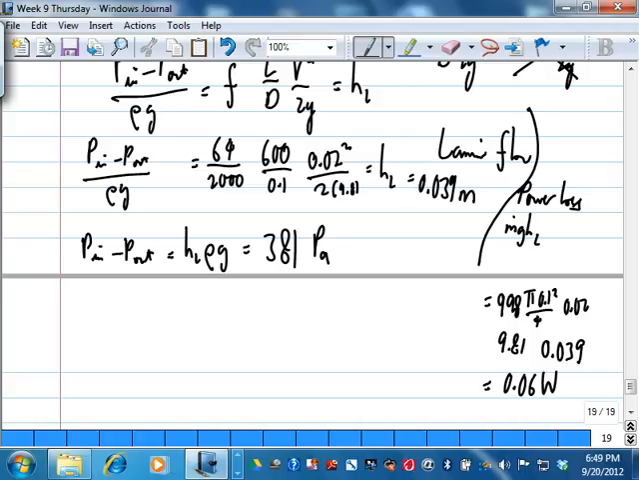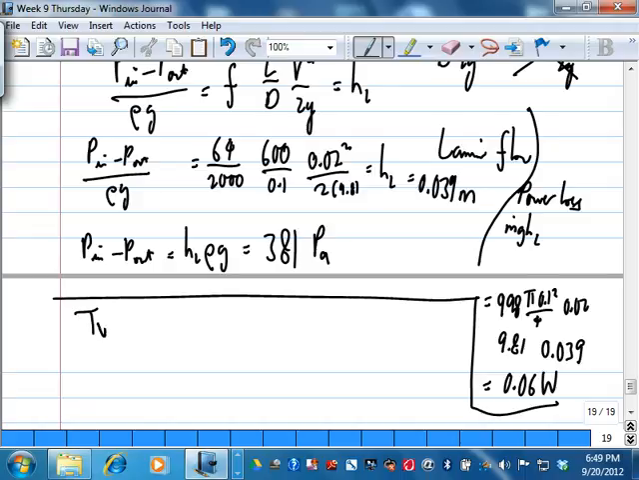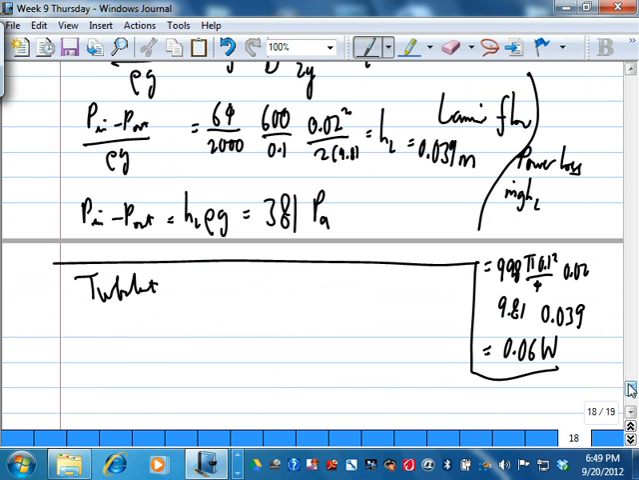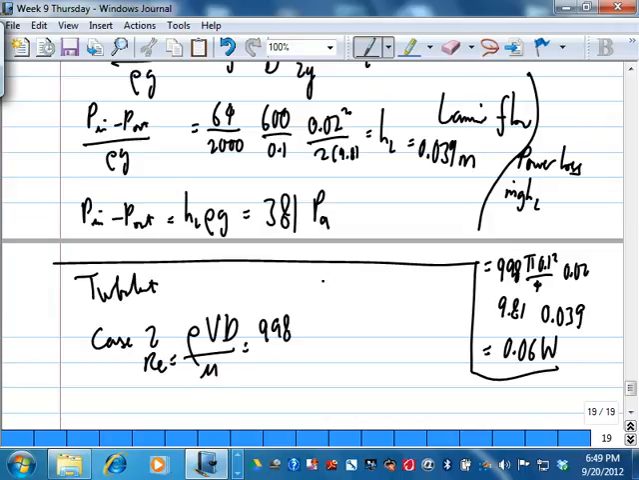Okay. Now turbulent flow. Well, I expect it to be turbulent. Let's calculate. Let's double confirm. Case 2. Rho VD over mu: 998, velocity is 13, diameter is 0.1, mu is 1.2 times 10 to the minus 3. What is it?